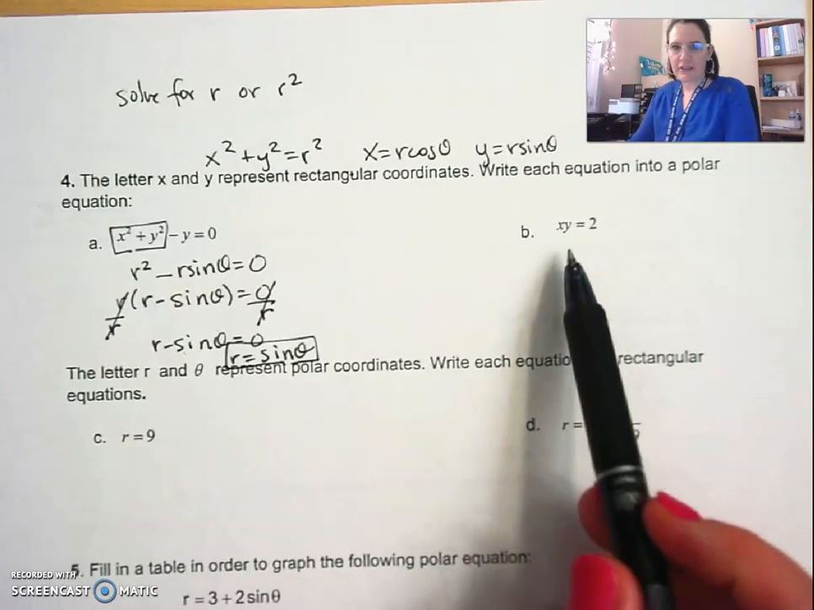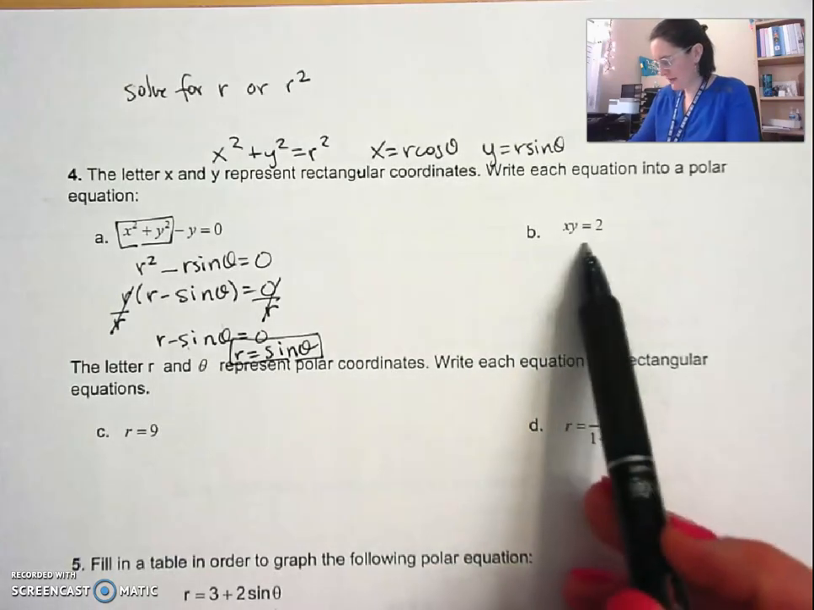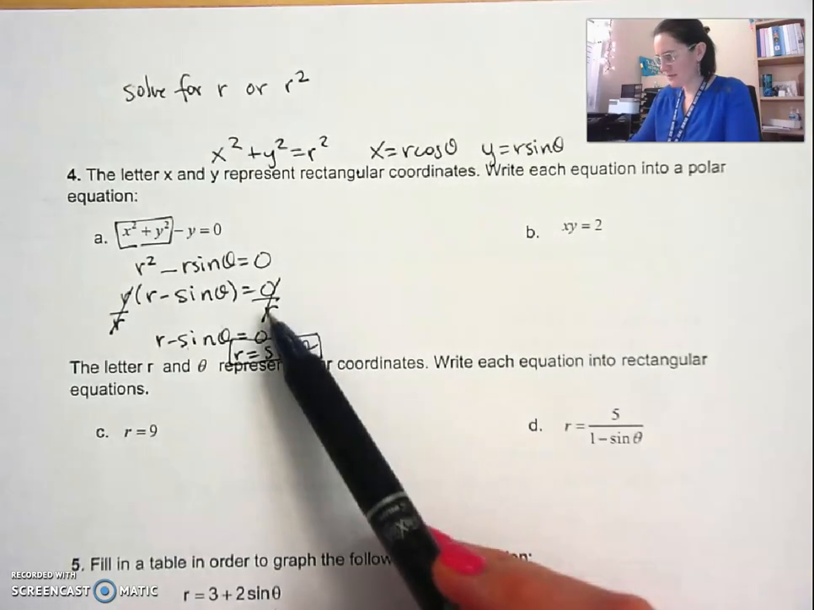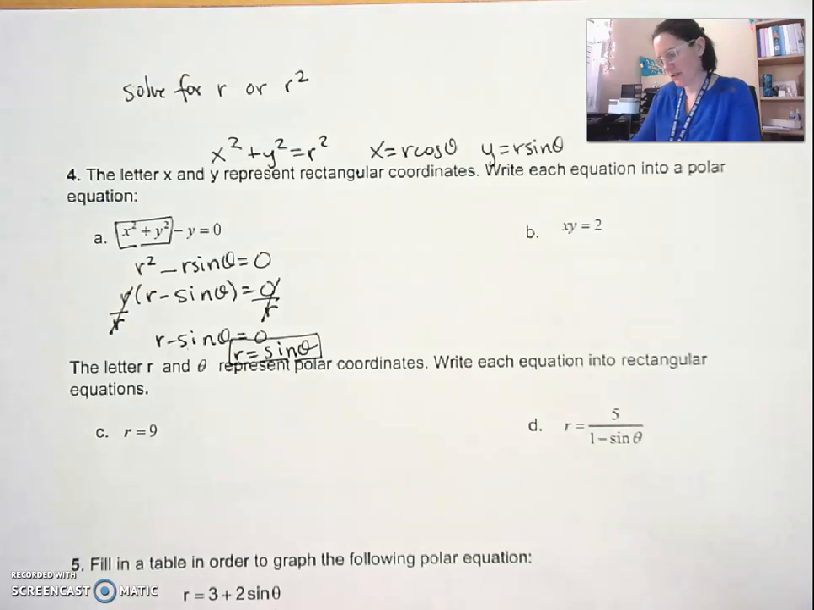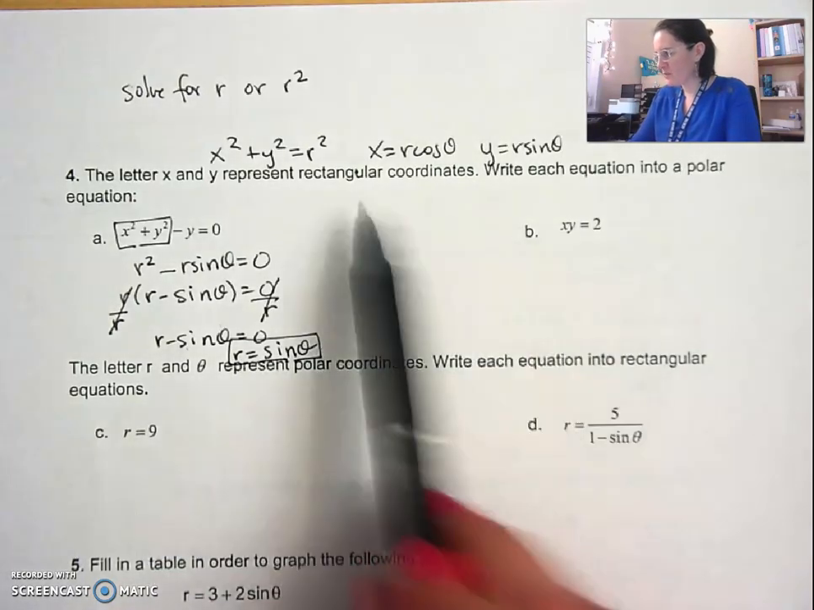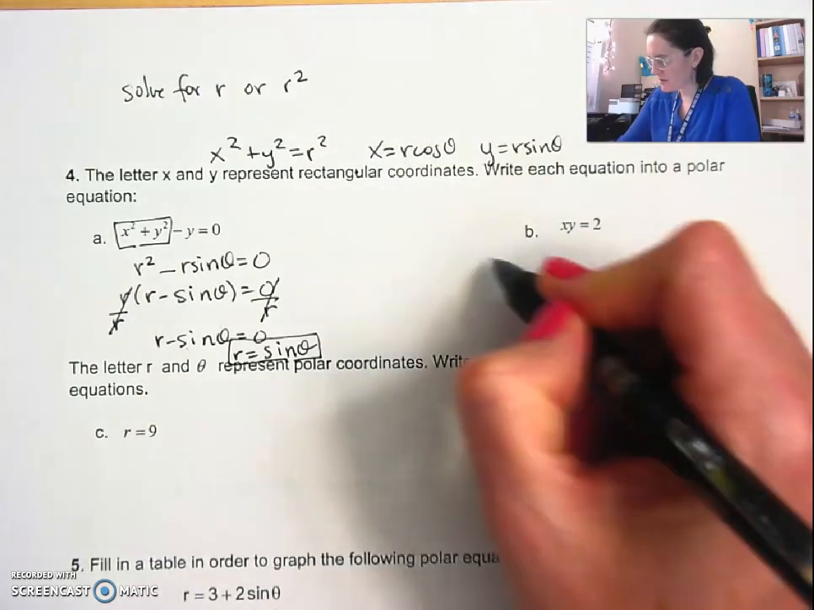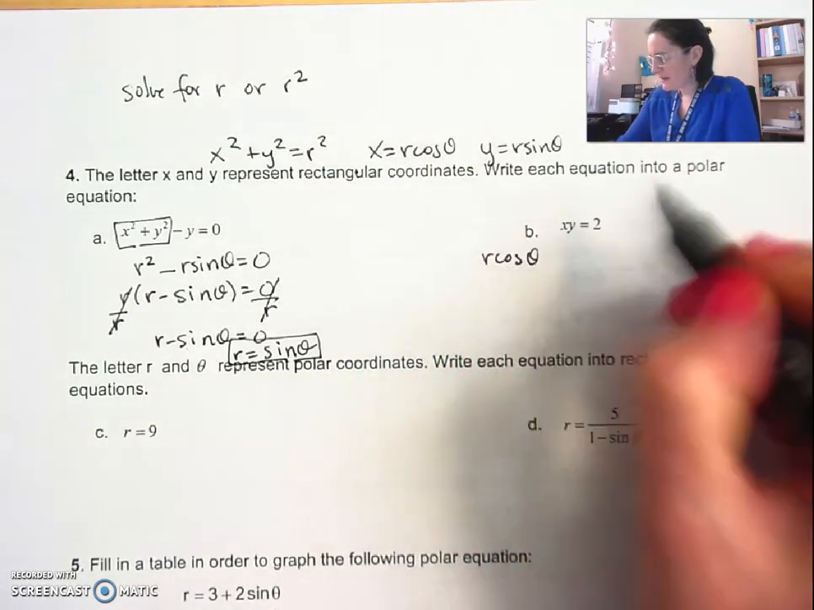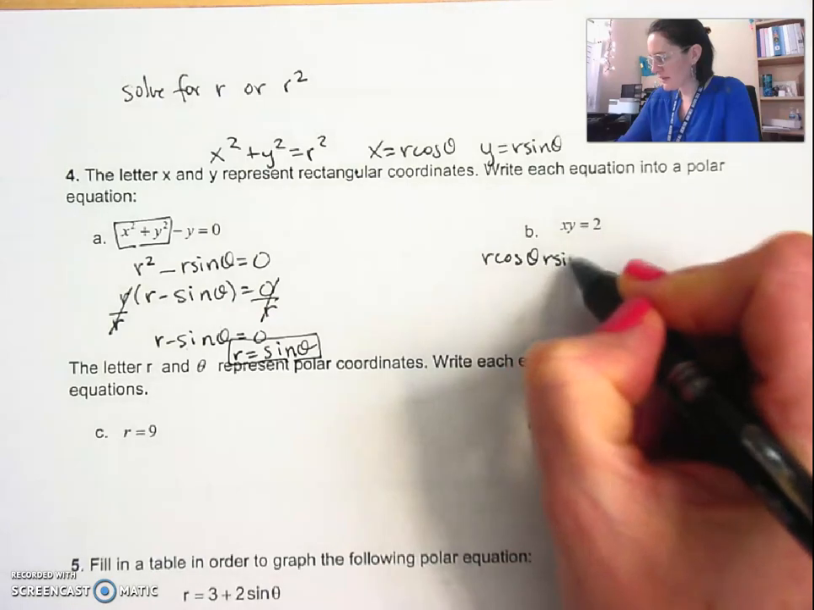B is a different flavor, so I'm not going to just ask you to do that one by yourself because it's not similar to this one. We need a different approach. We're still going to just substitute for x and y. So for x, I'm going to substitute r cosine theta, and then times y, which is r sine theta.